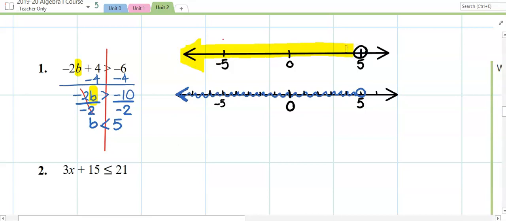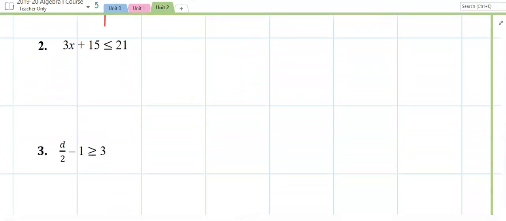That's acceptable as well. You just want to indicate that this part of the line, less than 5, is our solution. Let's try another one. First, I'm going to put my imaginary red line down the center. Try that again. Kind of got a little squirrely.